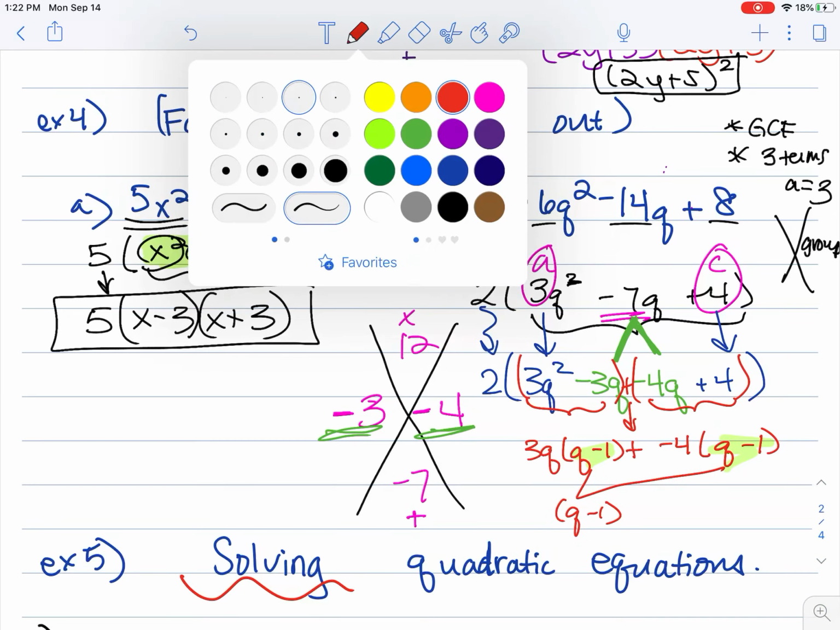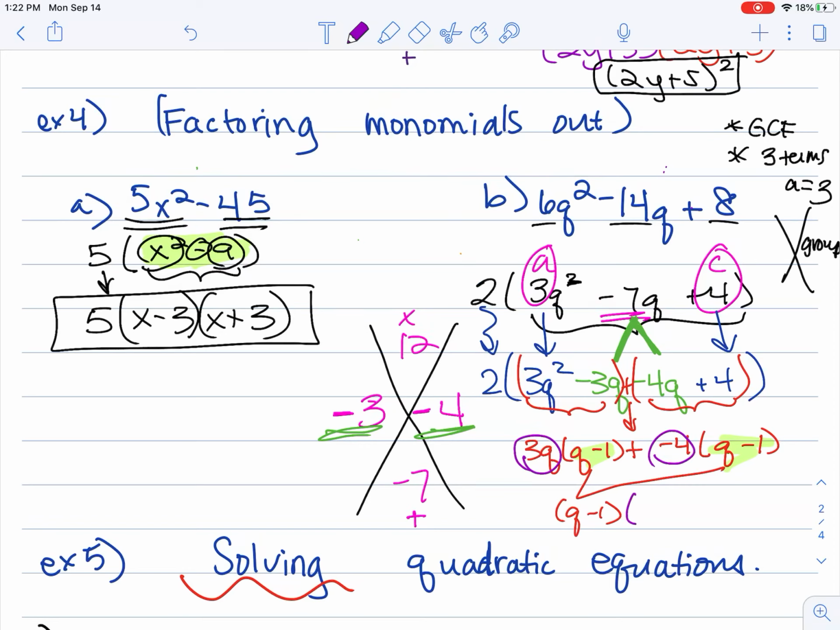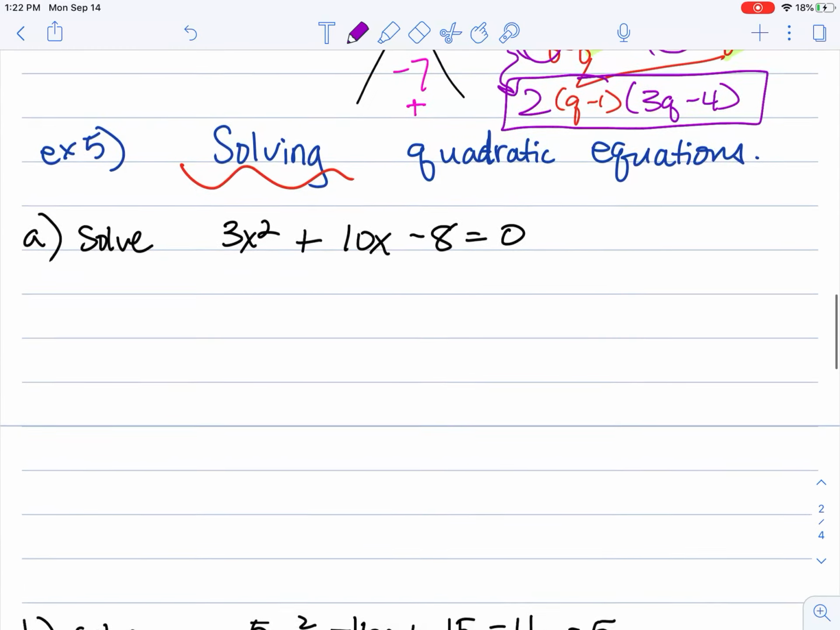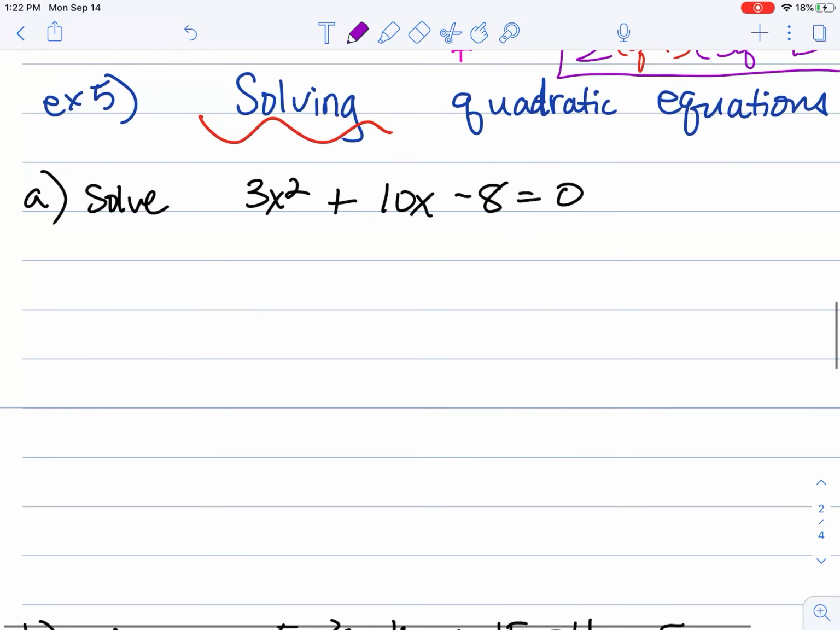So now these can be pulled out. We get q minus 1. And then we've got 3q and minus 4. And then don't forget this 2 that was out in front. Don't forget it. It's right there. And that's our factoring.